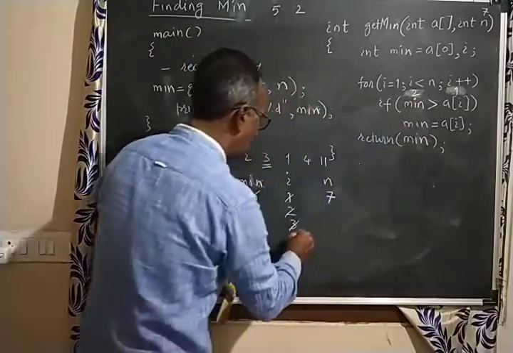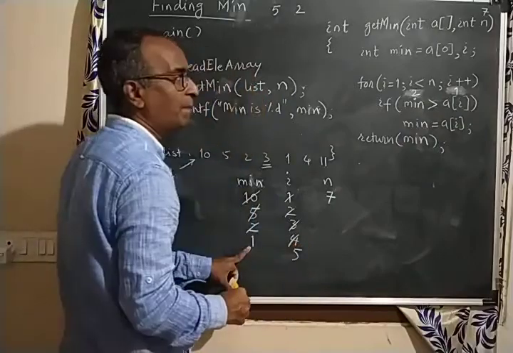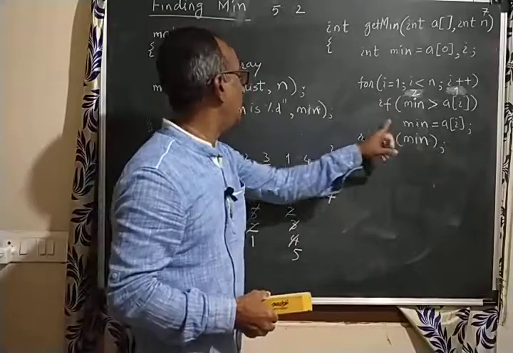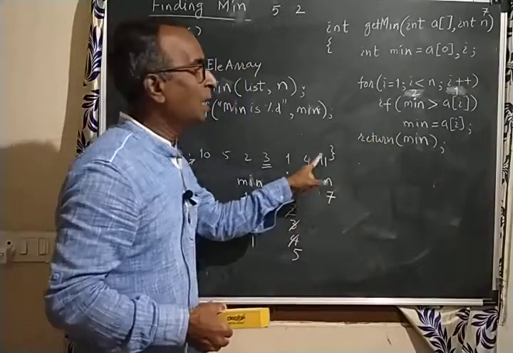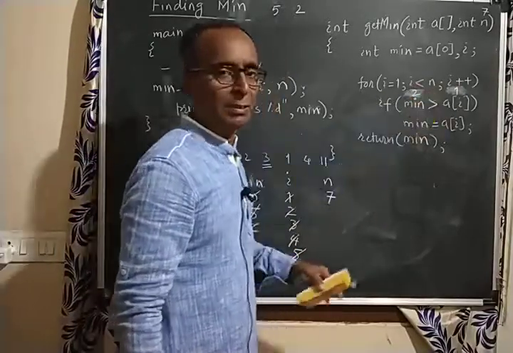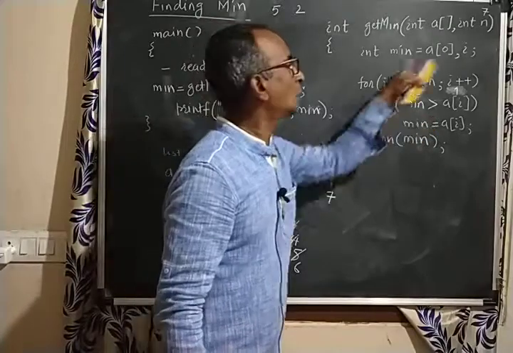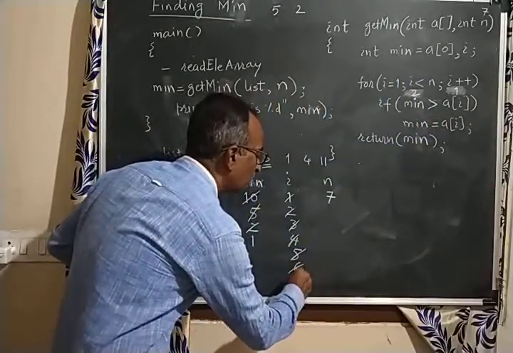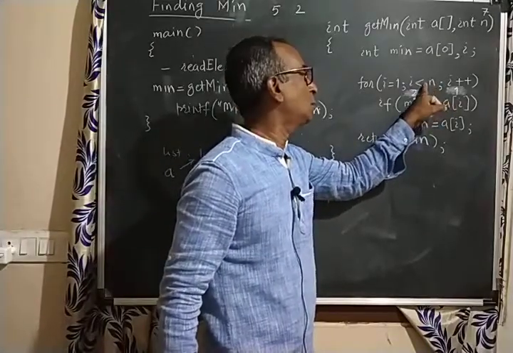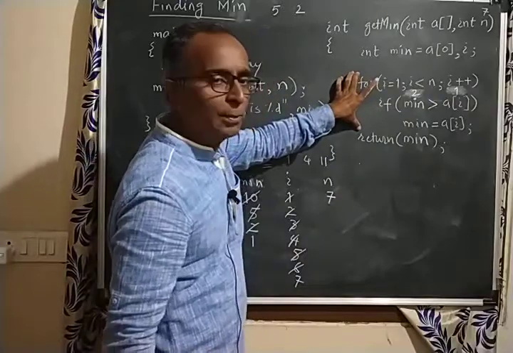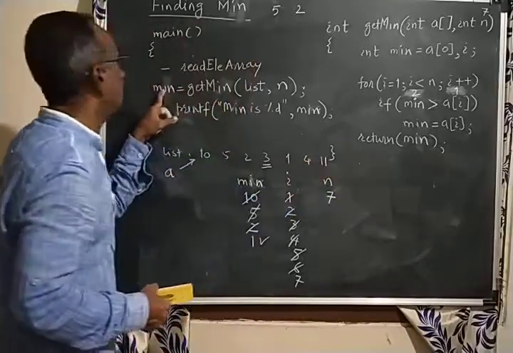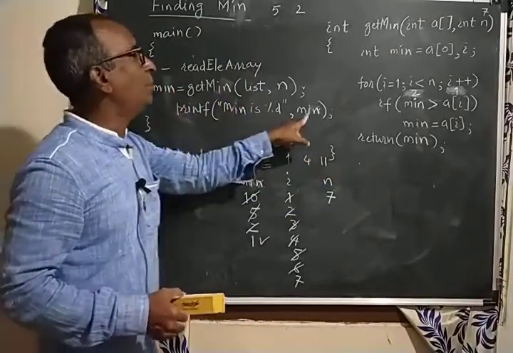After this, I plus plus will be for 5. 5 less than 7? Yes, it will go, but there won't be any change because it is greater than minimum. Then I plus plus, I will be incremented to 6. 6 less than 7? Yes, it will go, but this condition is false. So again it will go to I plus plus. This will be 7. Is 7 less than 7? No, this condition is false. So it will come out of this loop. So what is in minimum is 1. That will be returned here, and this will be printed.